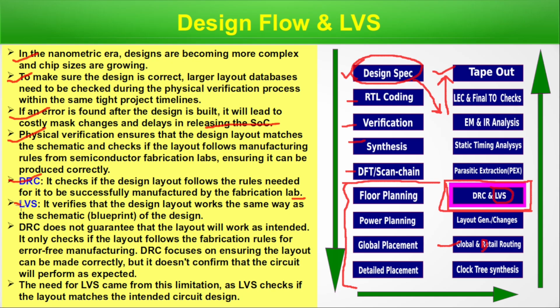LVS verifies that the design layout works the same way as the schematic of the design. DRC does not guarantee that the layout will work as intended. It only checks if the layout follows the fabrication rules for error-free manufacturing. It focuses on ensuring the layout can be made correctly, but it doesn't confirm that the circuit will perform as expected. The need for LVS came from this limitation, as LVS checks if the layout matches the intended circuit design.